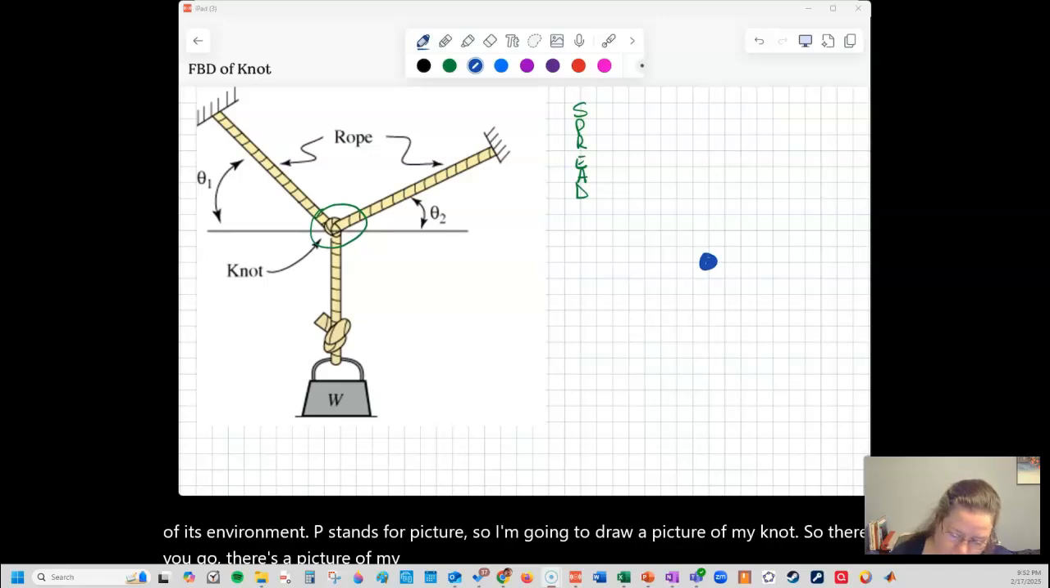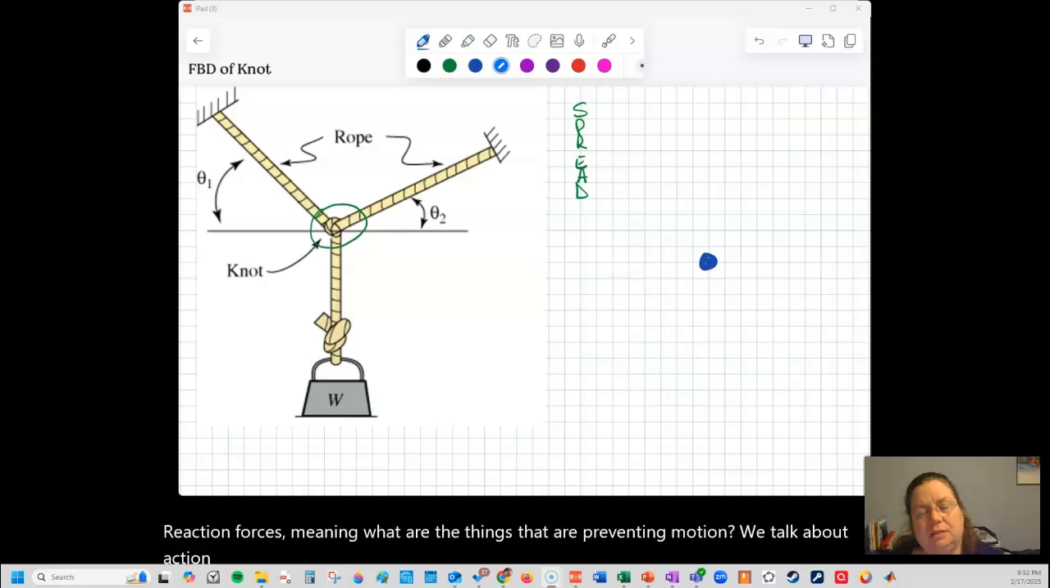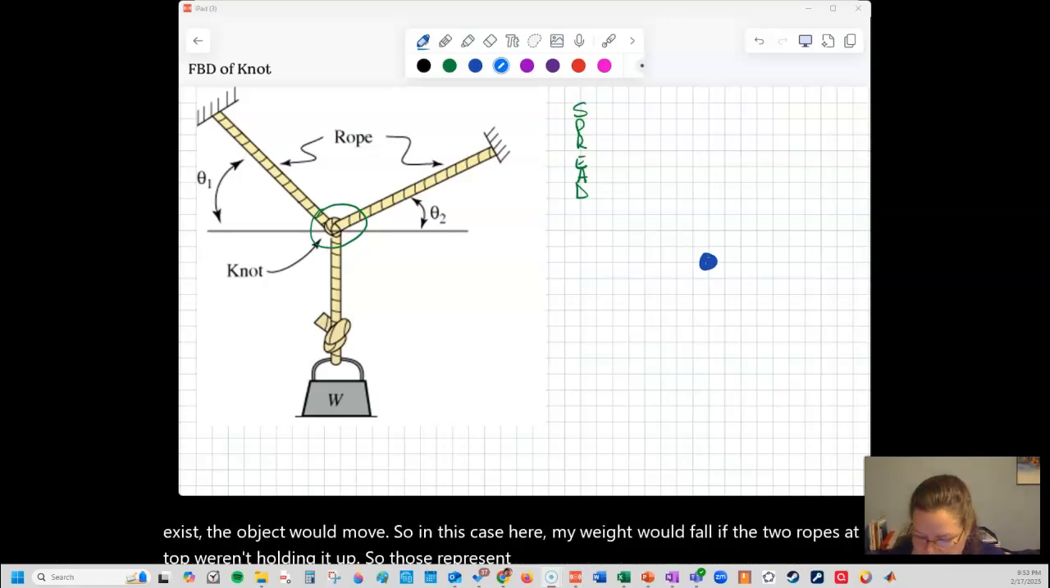R stands for the reaction forces. Reaction forces meaning what are the things that are preventing motion. We talk about action and reaction. The reaction forces are the things that prevent motion. So if they don't exist, the object would move. So in this case here, my weight would fall if the two ropes at the top weren't holding it up. So those represent my reaction forces.